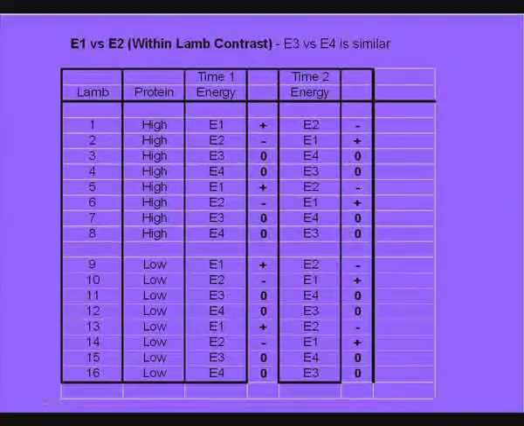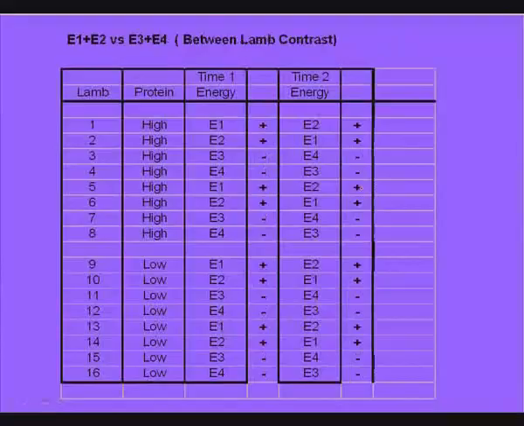There's 4 energy levels, so there's 3 degrees of freedom for comparing energy. These 2 contrasts, energy 1 versus energy 2 and energy 3 versus energy 4, are orthogonal to one another. And so the other contrast that's orthogonal to that would compare the 2 low levels of energy to the 2 high levels of energy. And if you do that, that particular contrast is a between lamb contrast, as you can see by not having pluses and minuses in the two time periods for each particular lamb.